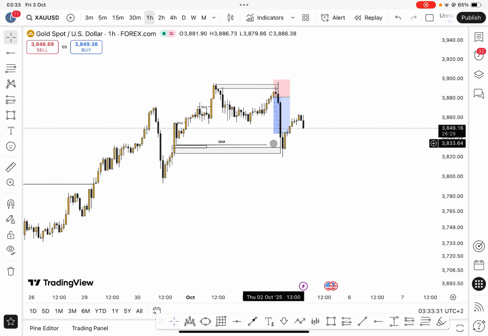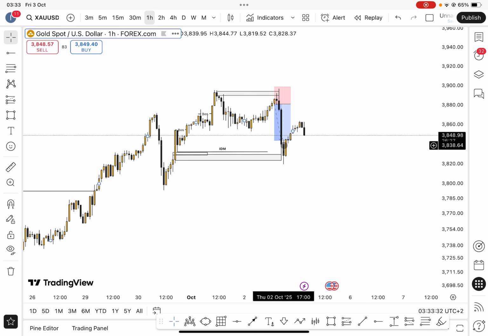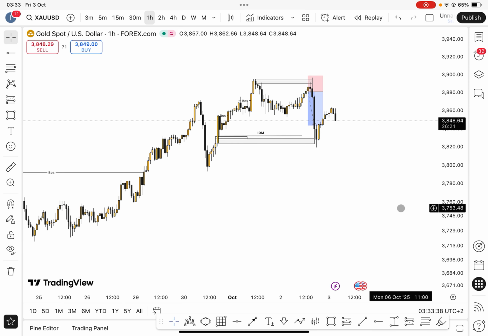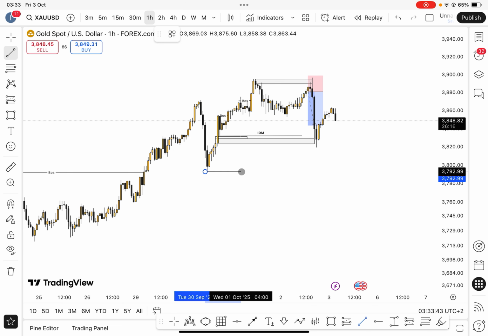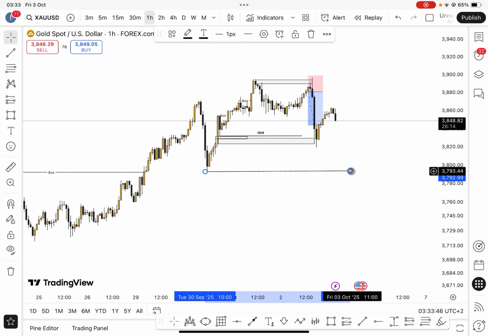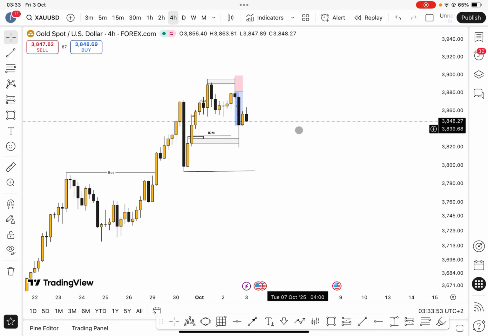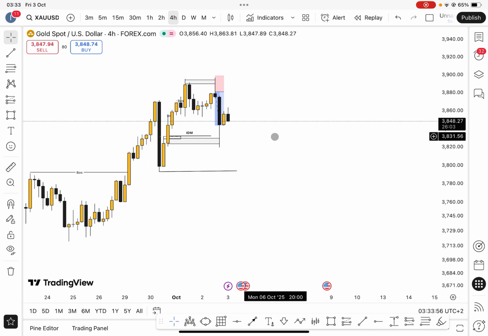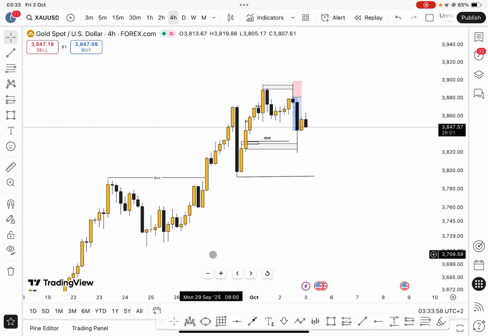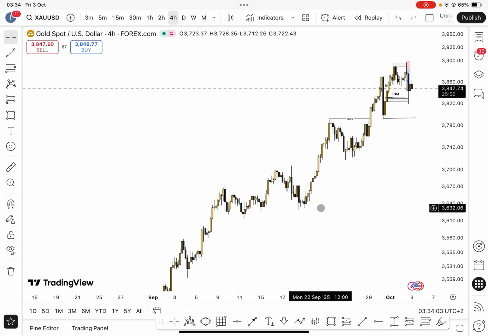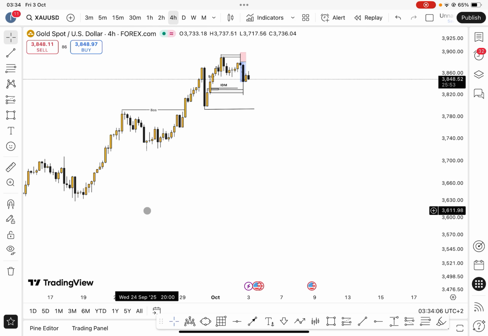I'll be waiting for price here. Price has given us this double top, but I'm more interested in the buys on gold than selling gold. So from the 4-hour time frame, as you can see, price has given a double top here, but like I said, I'm more interested in buys because you can see the kind of buy momentum gold has been giving out for the past how many weeks.